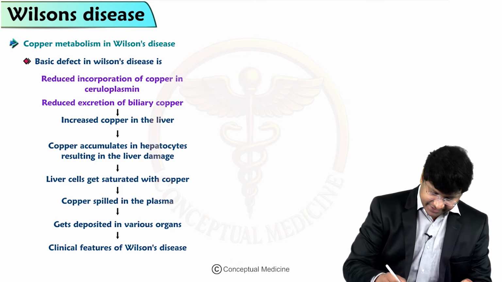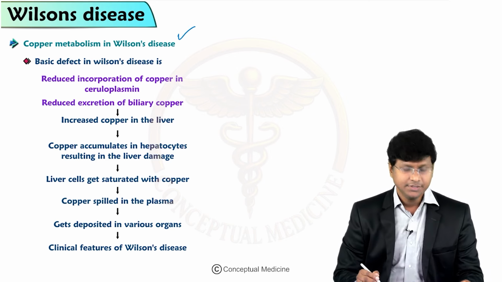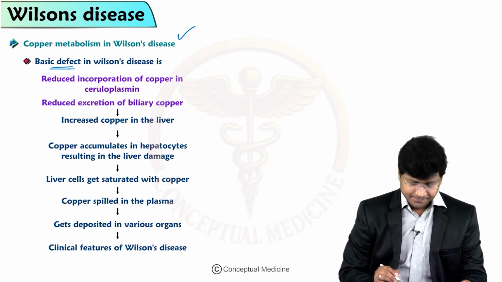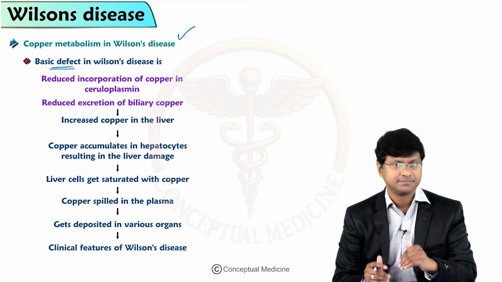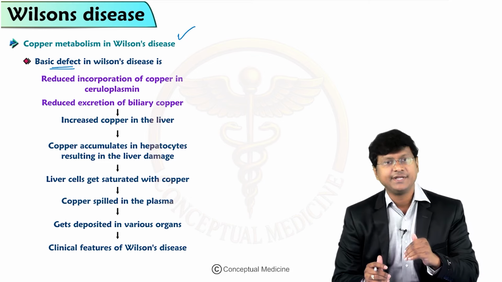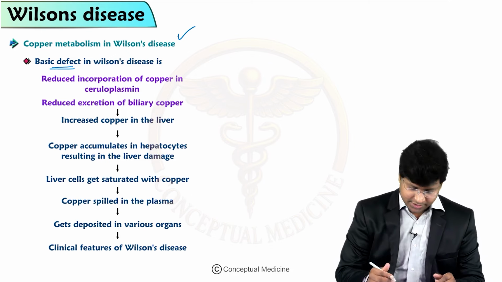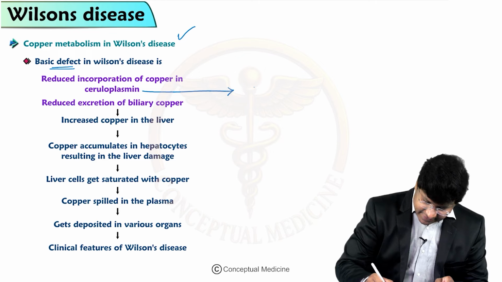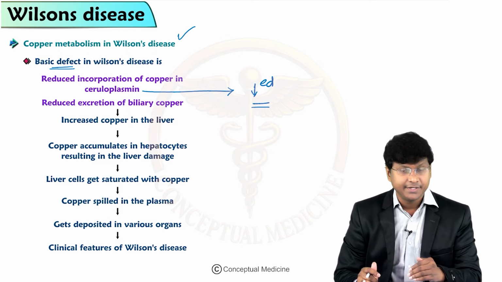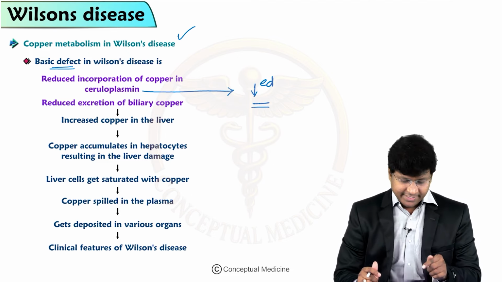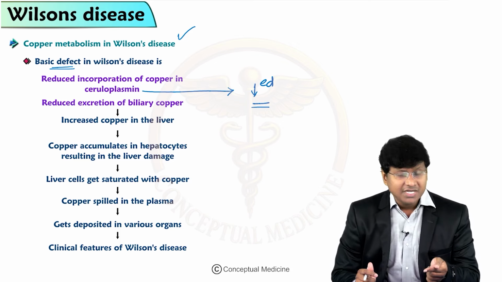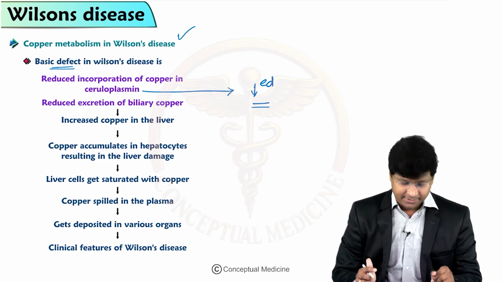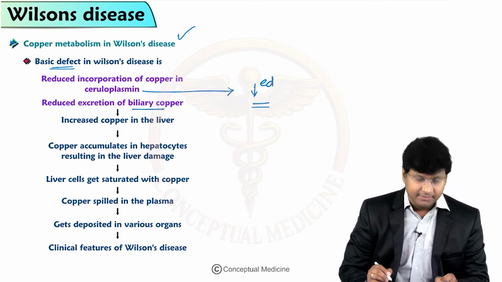But what happens in Wilson's disease? What is the basic defect in Wilson's? In Wilson's, there is reduced incorporation of copper in ceruloplasmin. So why is there reduced incorporation of copper in ceruloplasmin? Because the ceruloplasmin levels are reduced in patients with Wilson's. Okay. So there is reduced incorporation of copper in ceruloplasmin. Because of this, there is reduced excretion of biliary copper.